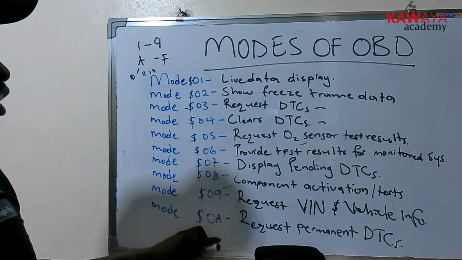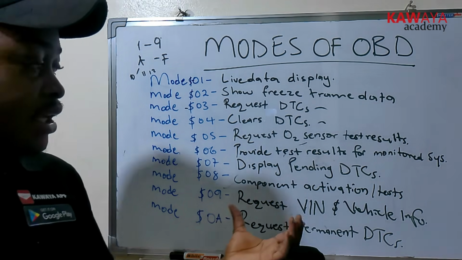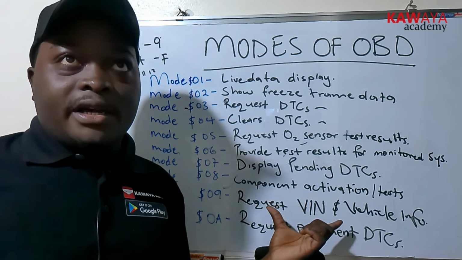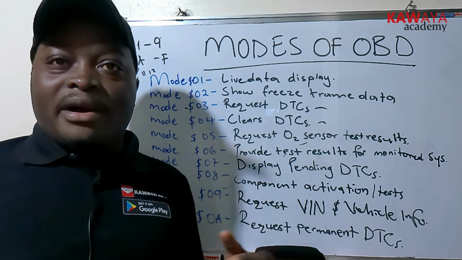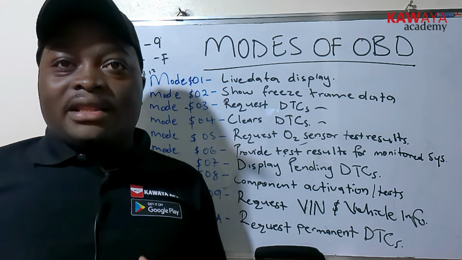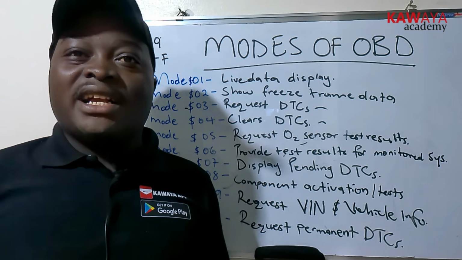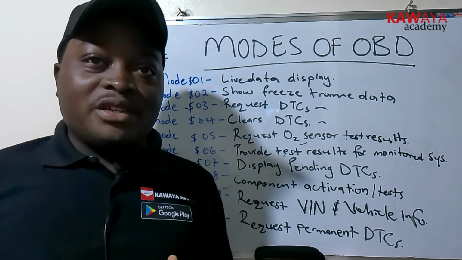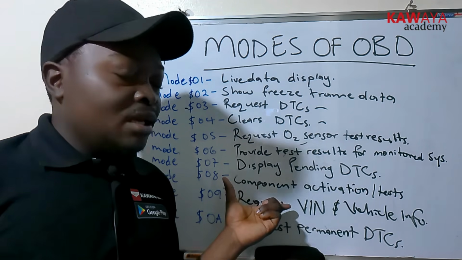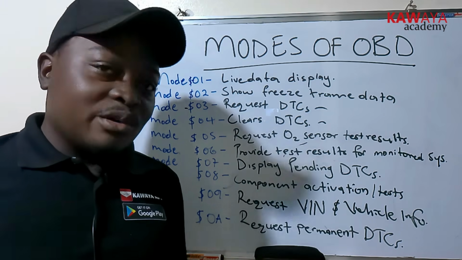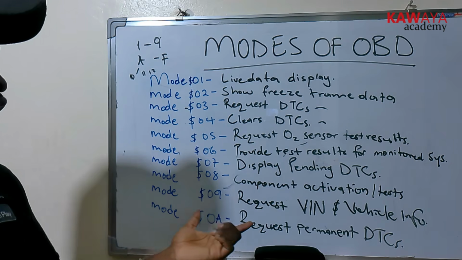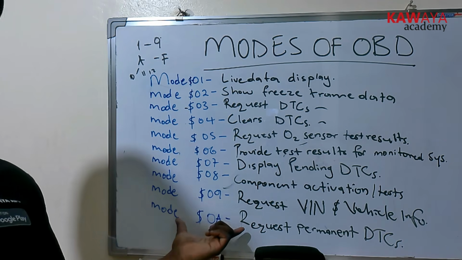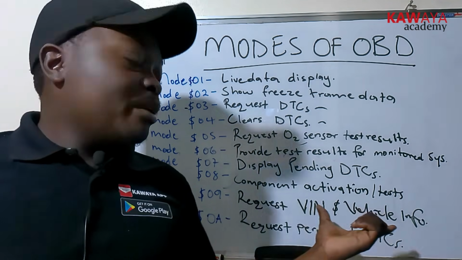Then mode 9, we are requesting VIN and vehicle information. Some machines have what we call an auto VIN feature, whereby when you're connecting, the scan tool will automatically read the vehicle's VIN and automatically connect to the vehicle. Then we have mode 0A, which is mode 10, that requests the permanent DTC.